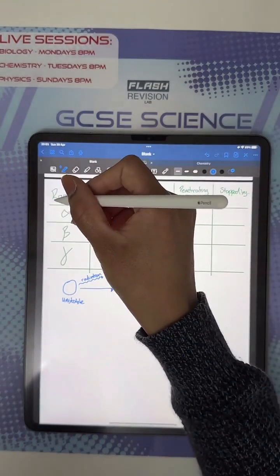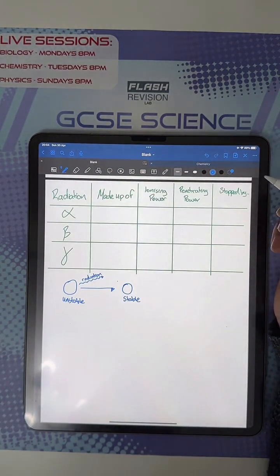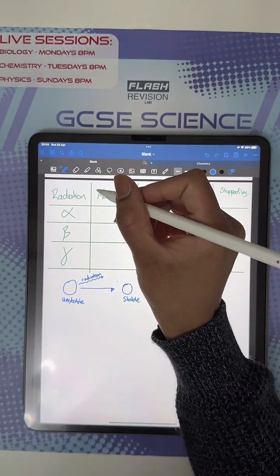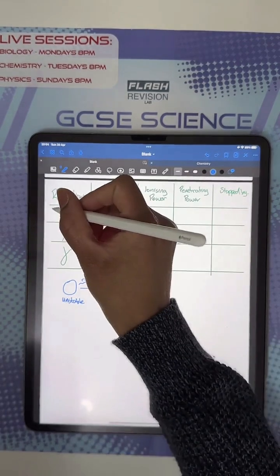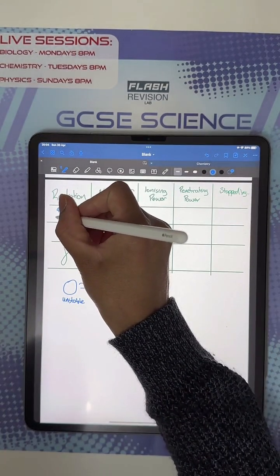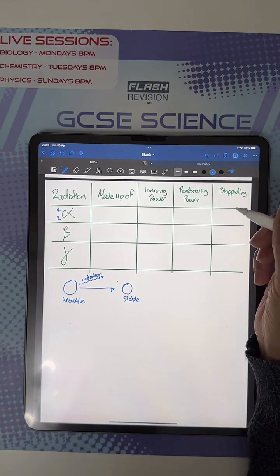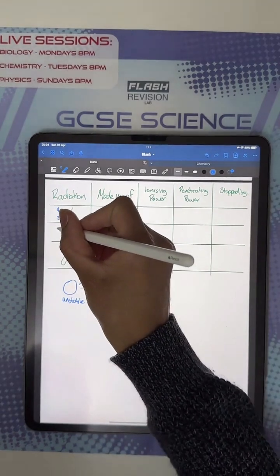So, do you guys know the mass numbers and atomic numbers of each? So alpha, what would the number on top be, and the one on the bottom be? What do you guys think? 4, 2 for alpha, thank you very much. So we put a 4 and a 2 here. For beta, and for gamma, let's try and do the same. So beta is 0 minus 1, perfect.